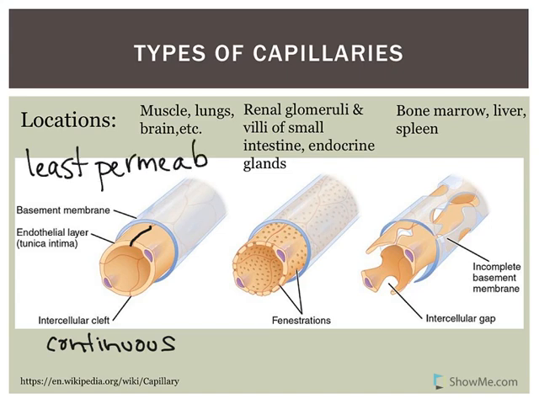This is also the most common type of capillary. So you see places that we'll find it: in muscle, in the lungs, and in the brain. You'll also find it in connective tissues.